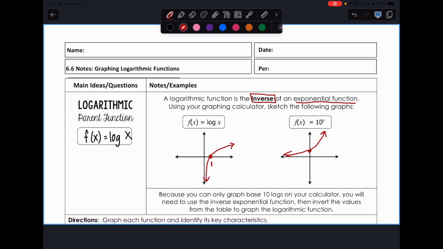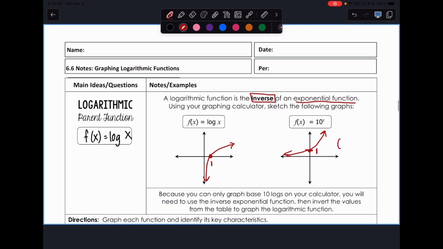Do you guys remember how we switched the ordered pairs? So if this one is 0, 1, then what's this one's x-intercept? 1, 0. The numbers switch places, right? X and Y.